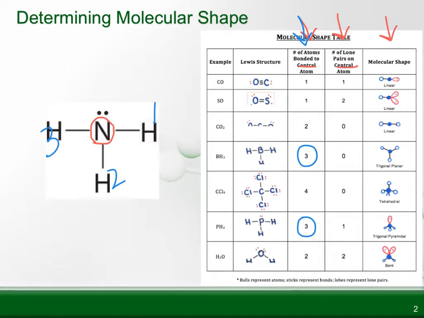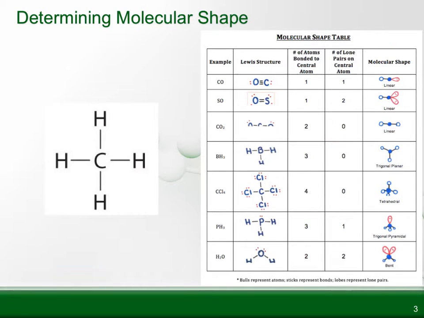Then I go to the next column. I want to know how many lone pairs are on the central atom. So again, I'm looking at center, and I see that there is 1 lone pair. So it's not going to be that one, because that says there's no lone pairs. I'm looking at this. So my answer is trigonal pyramidal. That's what I would write down on my paper.